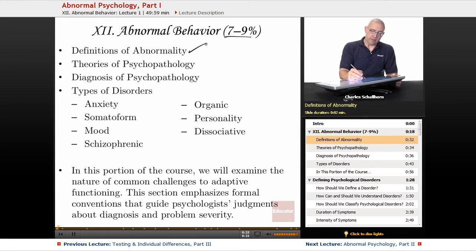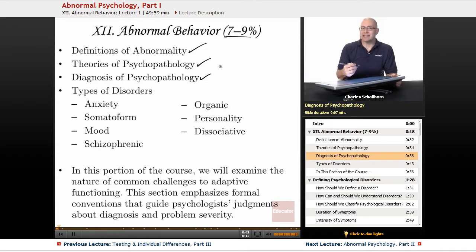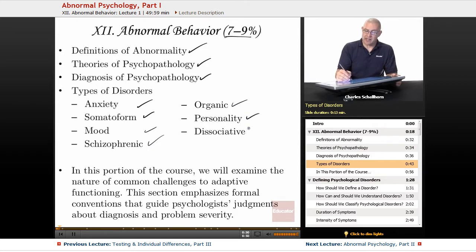We're going to be looking at definitions of abnormal, the theories of psychopathology, the diagnosis of psychopathology. So we're going to make ourselves little mini diagnosticians here. We're going to look at a few particular kinds of disorders: anxiety, somatoform, mood, schizophrenic, organic, personality, and dissociative. Most of them probably don't mean anything to you now, but by the end of these segments, they will.